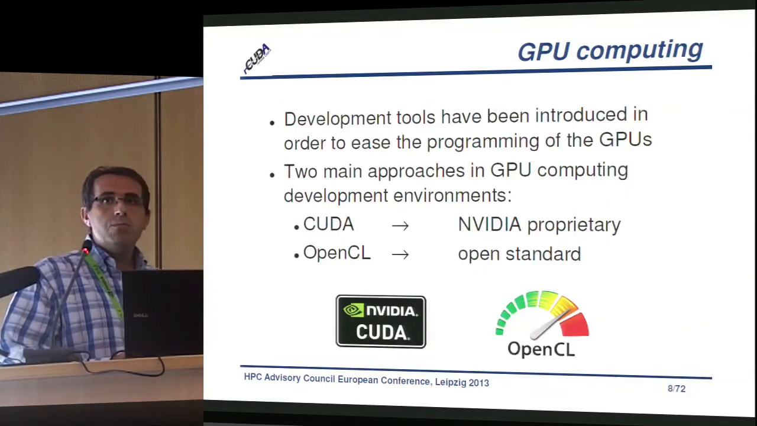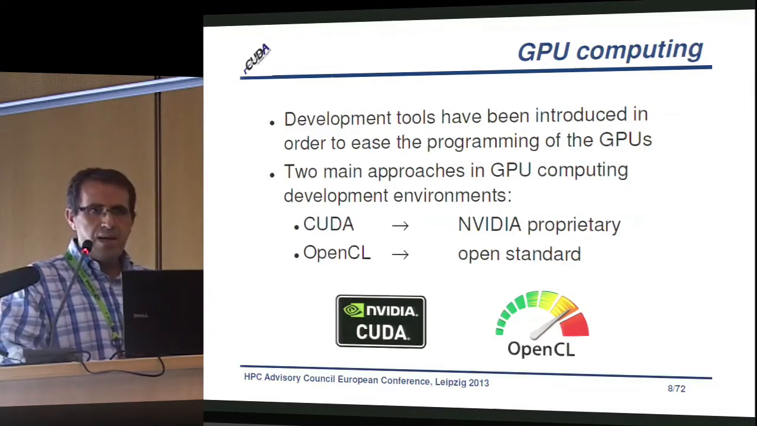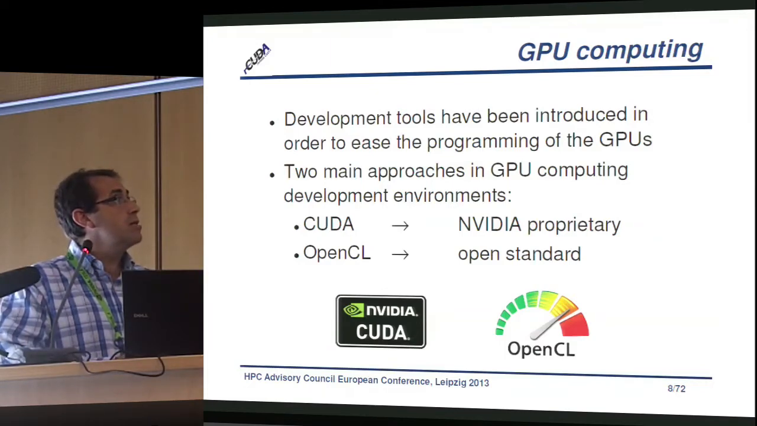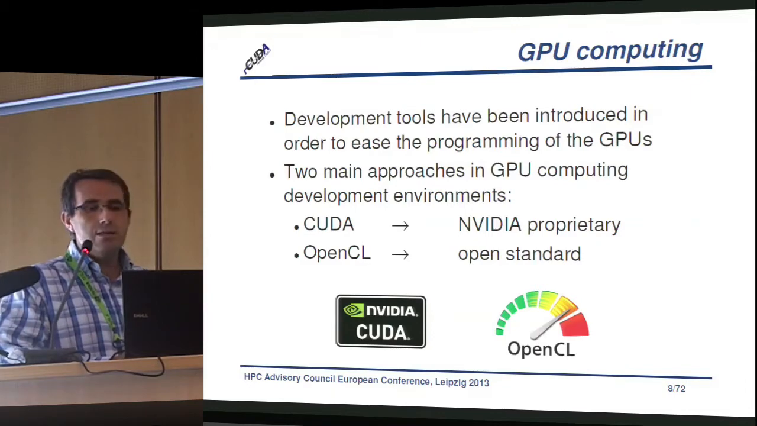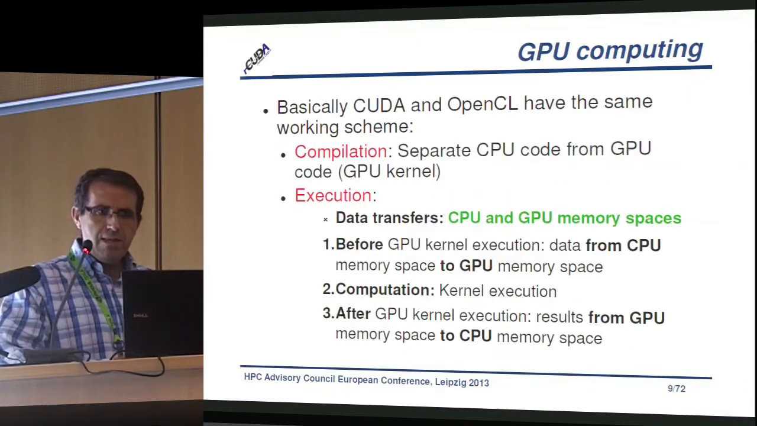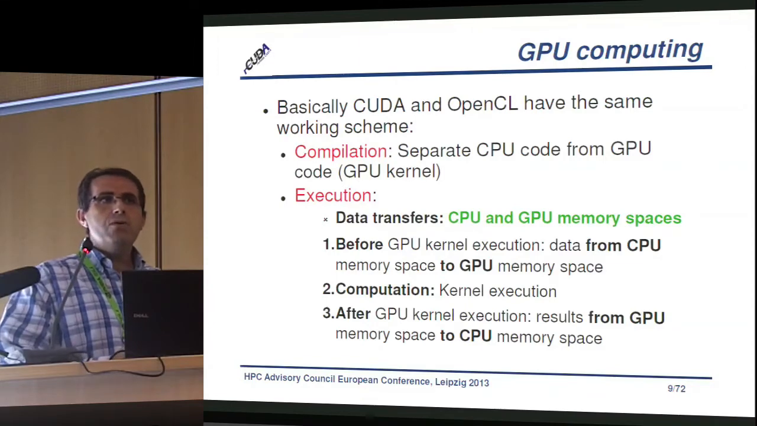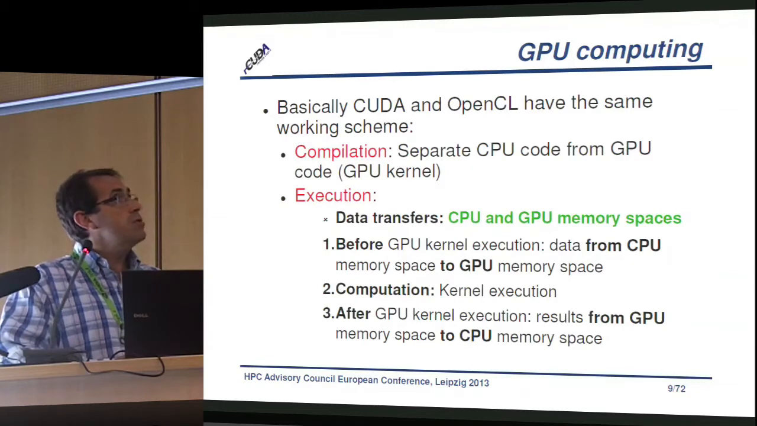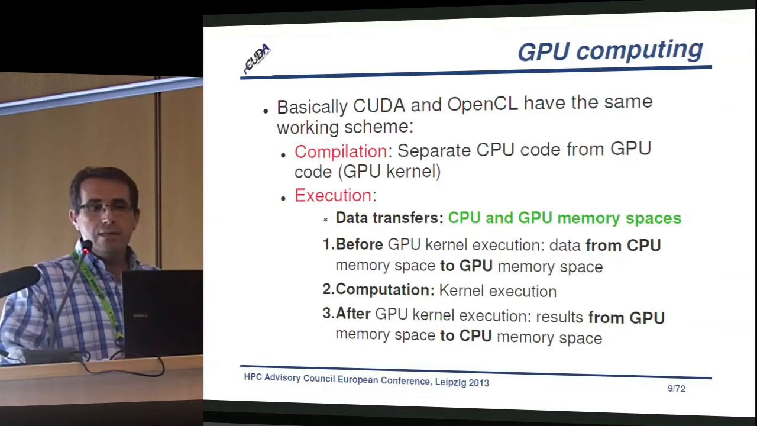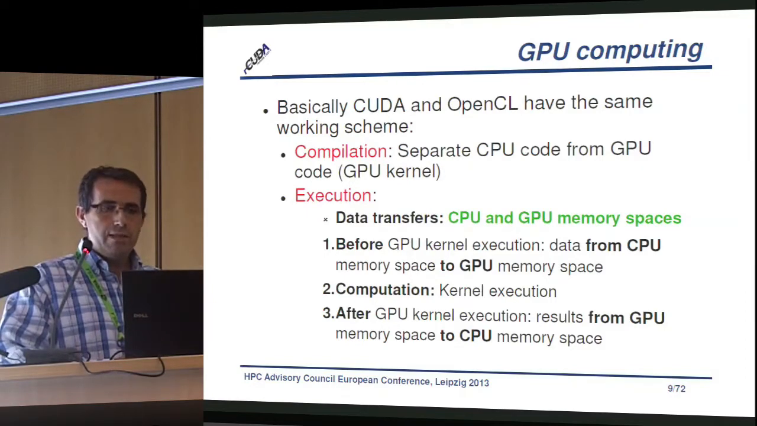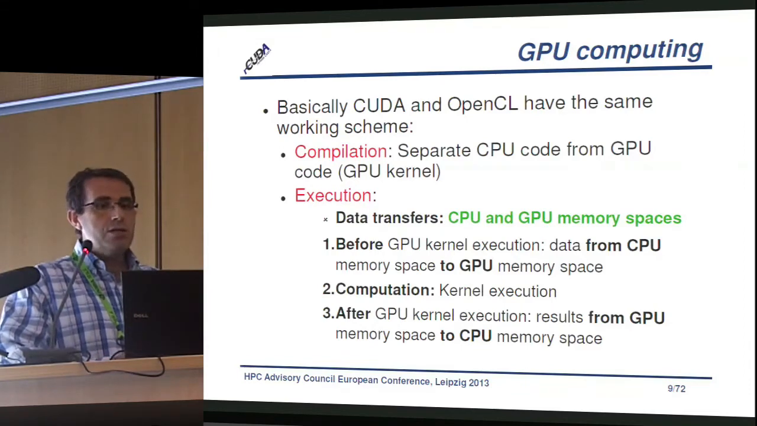The use of GPU computing has grown thanks to the development of tools that have eased the programming of the GPUs. The two main approaches that exist actually are CUDA, which is NVIDIA proprietary, and OpenCL, which is an open standard. But basically, both approaches have the same working scheme. In the compilation step, you generate CPU code and GPU code in separate kernels. We know the GPU code as GPU kernels.